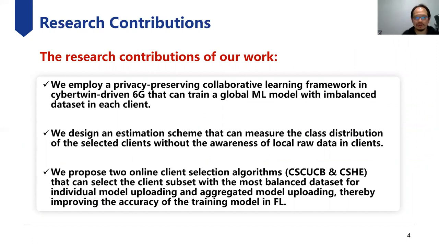As you can see, first of all, we employ a privacy-preserving collaborative learning framework in a Cybertwin-driven 6G, and they can bring the global machine learning model with the imbalanced data set in each client. The thing is that we work on the client to ensure that it does not have any imbalanced data set, so that we can work more efficiently and effectively.